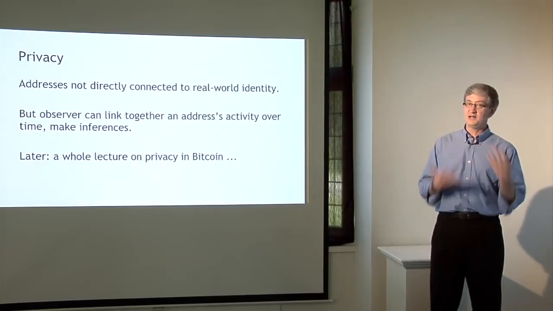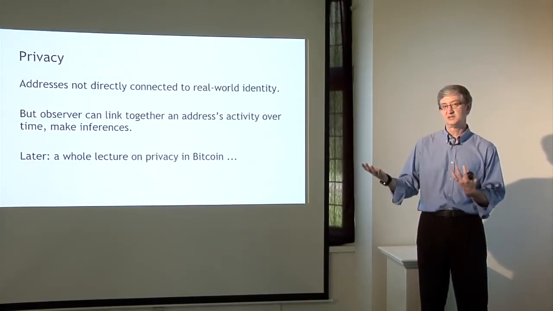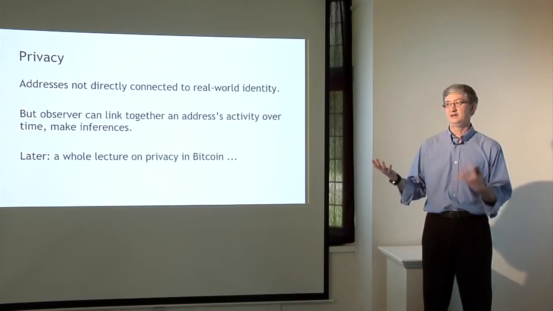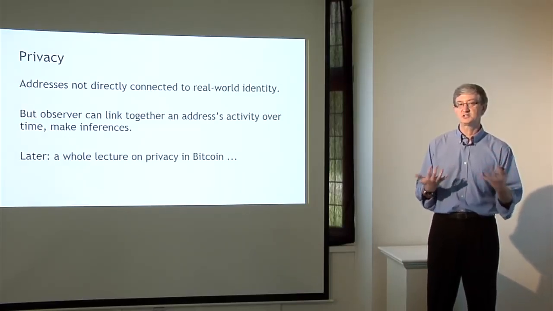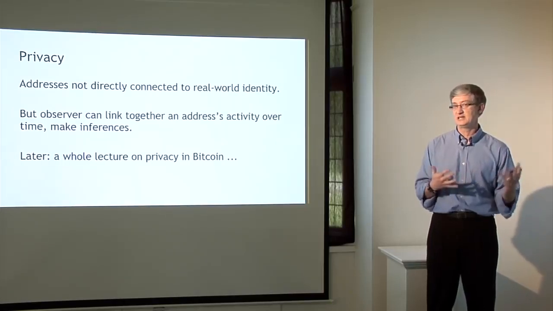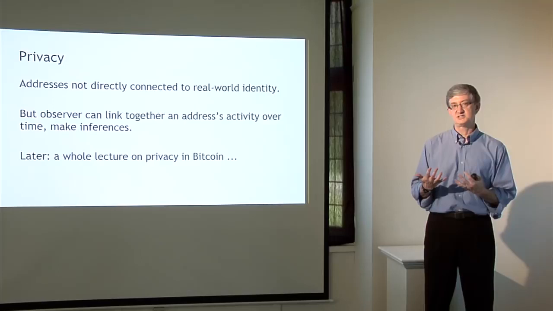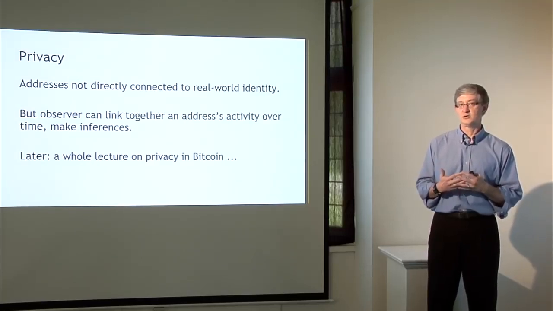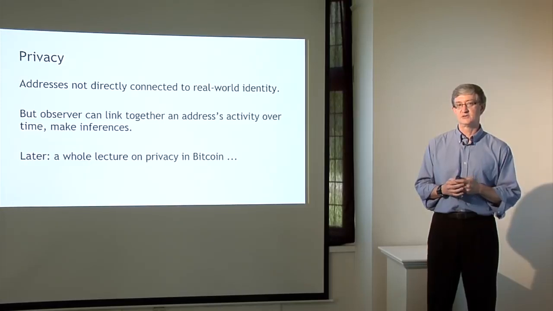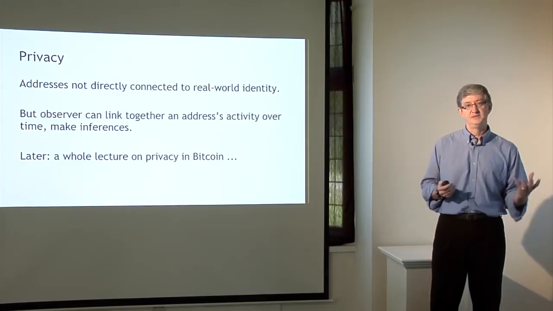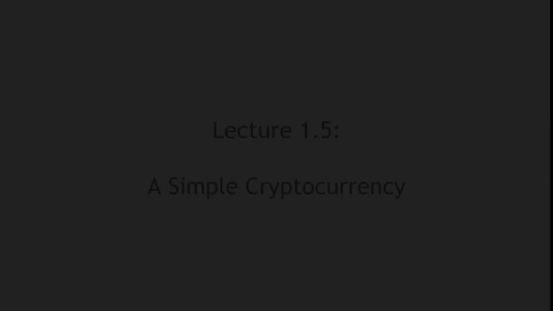And so an observer can link together these things over time and make inferences. This balance between, on the one hand, there being no initial tie to real-world identity, and on the other hand, a pattern of behavior of an address emerging over time, and the question of what can be inferred and which dots can be connected, gets pretty complicated. And that's really the question of privacy in a cryptocurrency like Bitcoin. There's a whole lecture about that later on, so I'm not going to steal the thunder of that lecture. I just want to give you an idea of how decentralized identity makes privacy a complicated question.